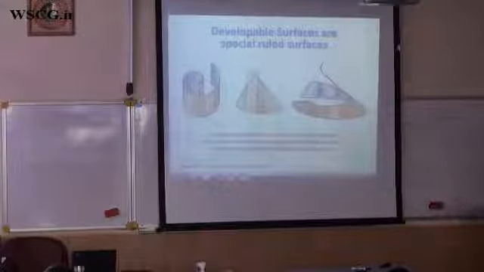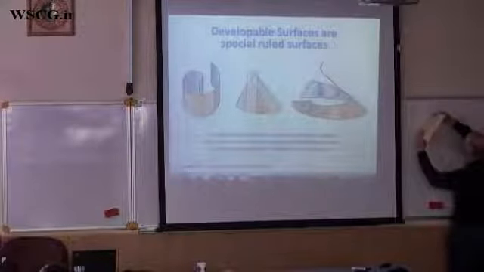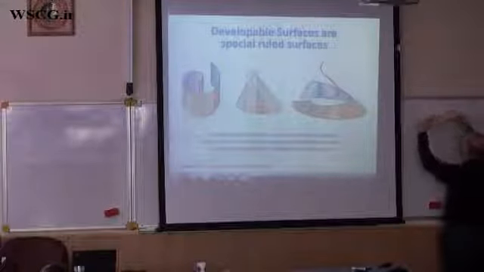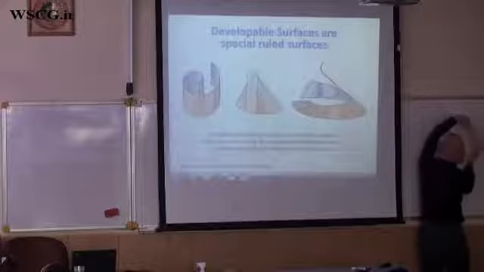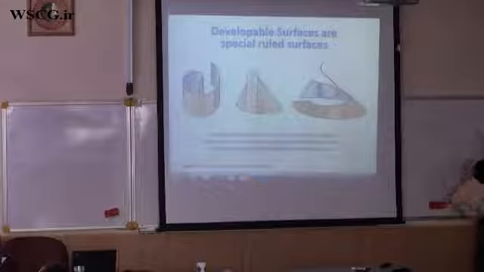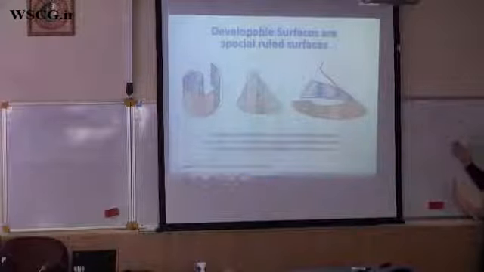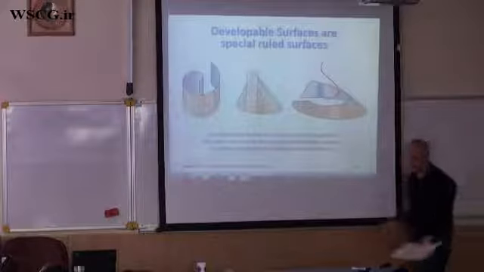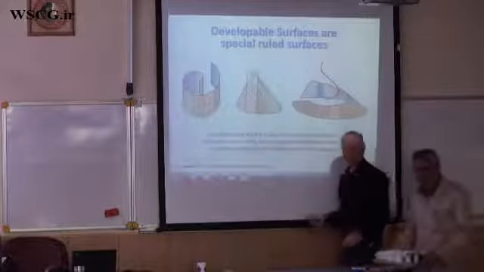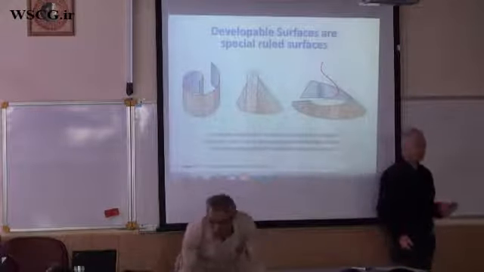And now it depends on how your planes move. If all your planes are, say, orthogonal to a plane, like here, to this board, then these planes will envelope a cylinder which has this curve here as a cross section. So one type of developable surface is in fact the cylinders.